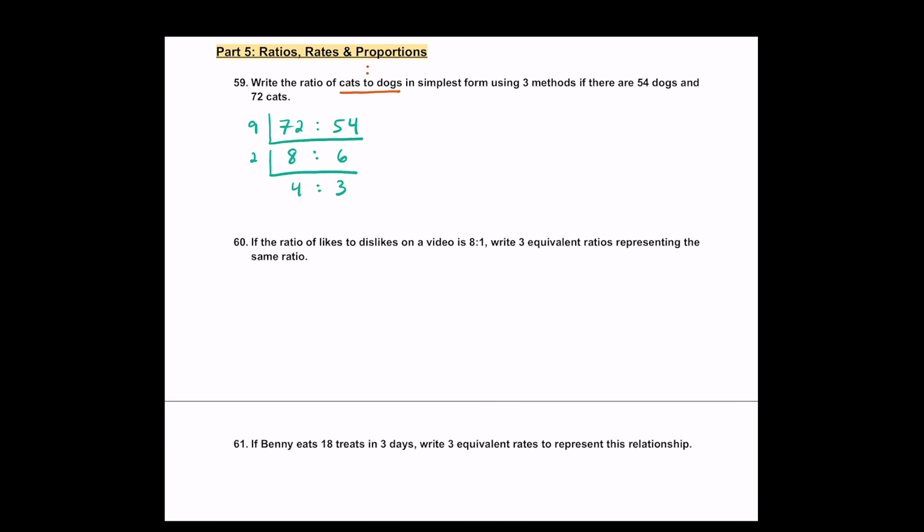So it asks for 3 methods. So 4 to 3, that's using words. 4 colon 3, that's 4 to 3. And then 4 to 3 using a fraction bar. So these would be the 3 different ways of writing the most simplified ratio of cats to dogs. Not dogs to cats, but cats to dogs.